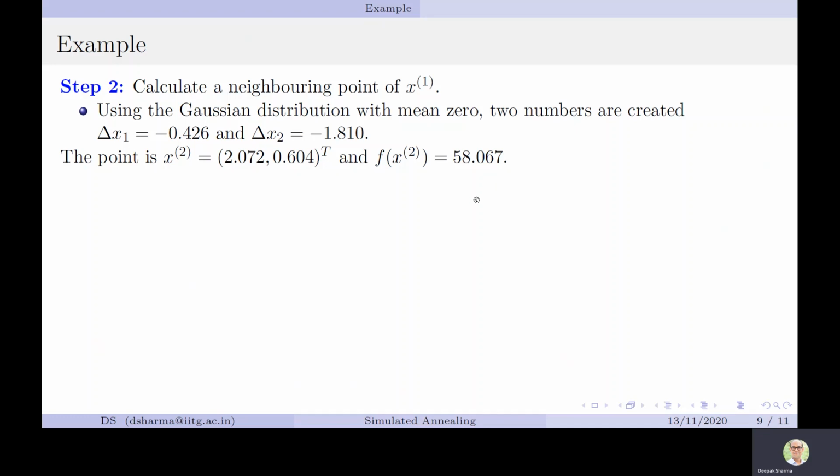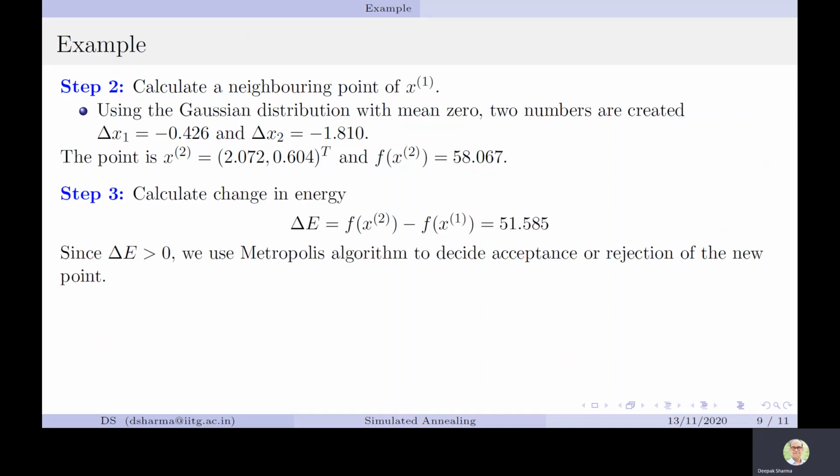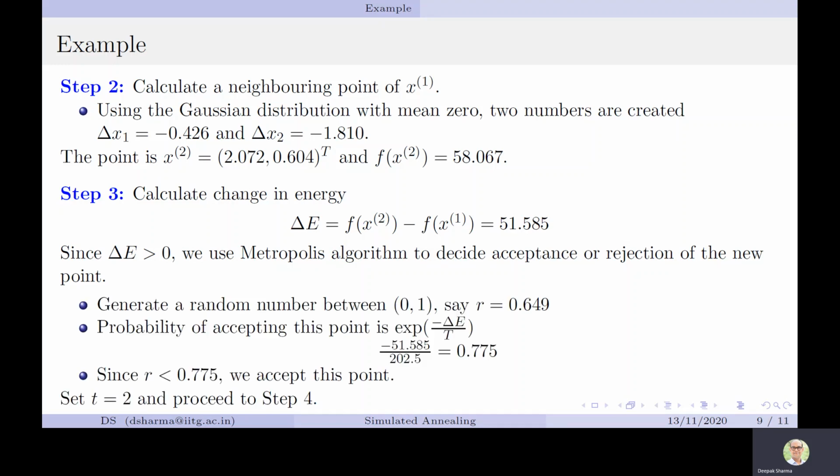We calculate the function value, which is 58.067. Now, as we remember, in step 3, we are going to calculate the energy as delta E, and this is currently 51.585, which is greater than 0. Since it is greater than 0, we are going to use the Metropolis algorithm to decide whether we are going to accept this point or not.